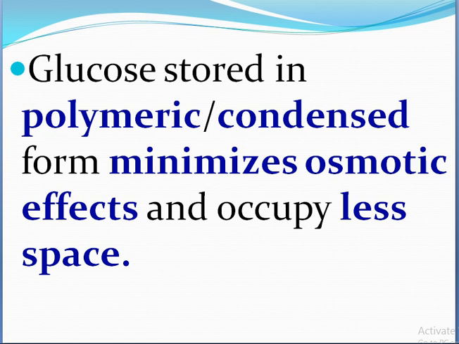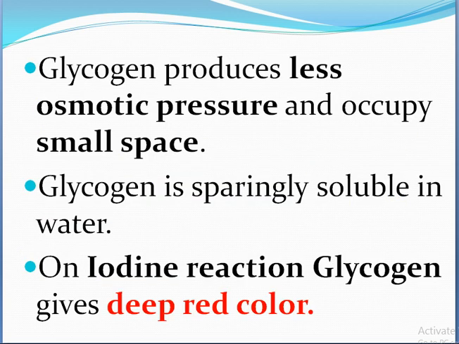Glycogen is a condensed form, which minimizes the osmotic effect and occupies less space. It is very easily broken down into glucose. So glycogen produces less osmotic pressure and occupies small space. Glycogen is soluble in water. With the iodine reaction, we can identify that glycogen is present; it gives a deep red color.